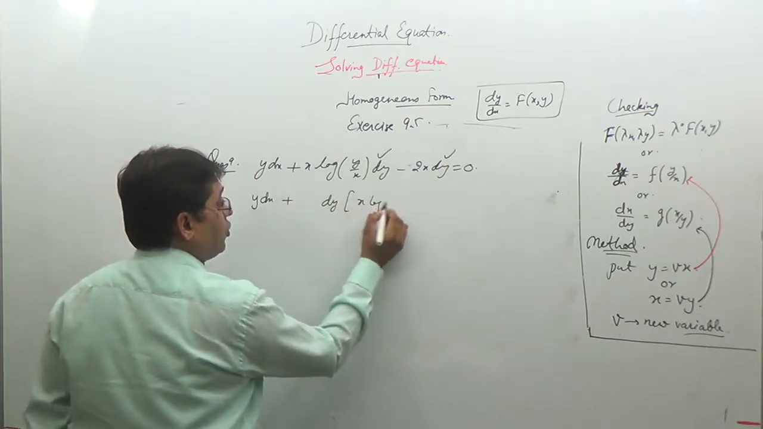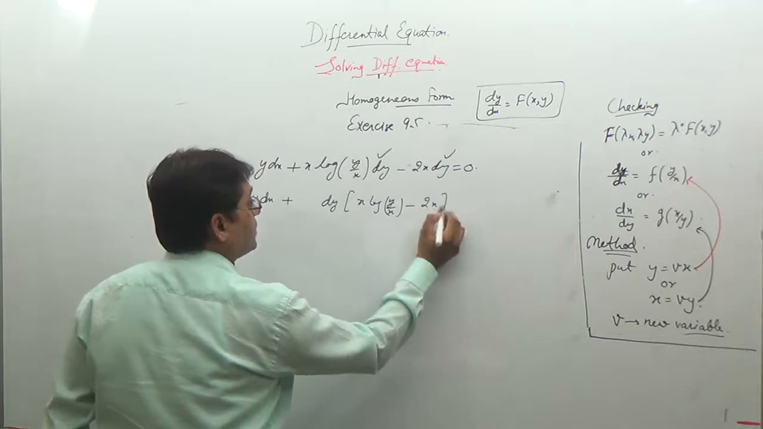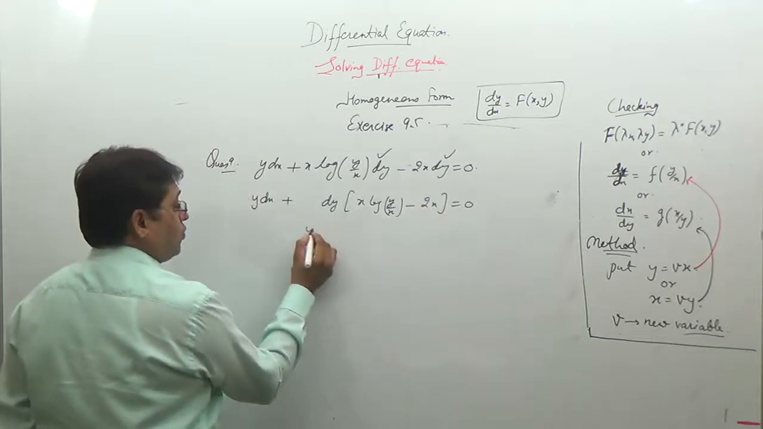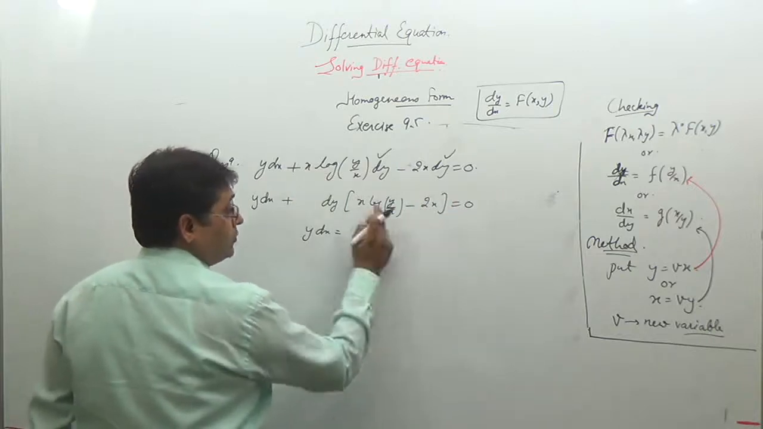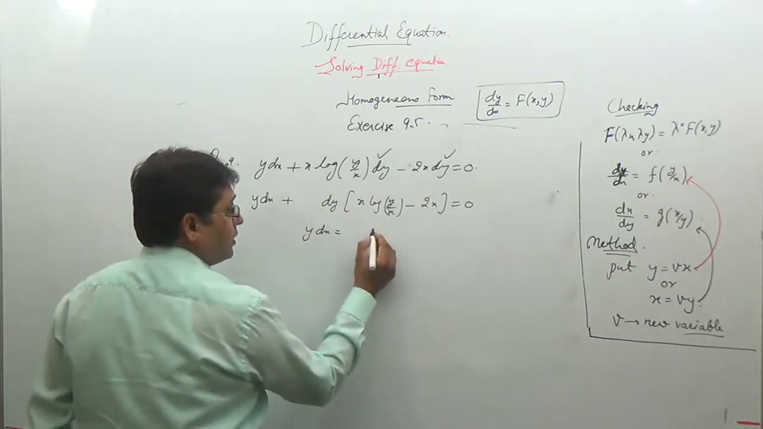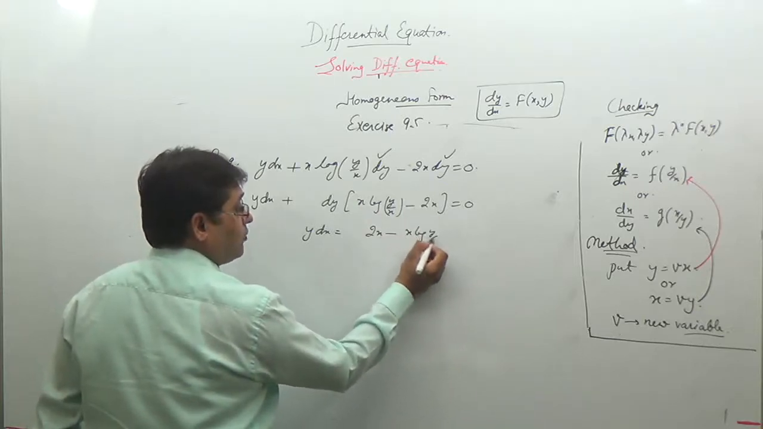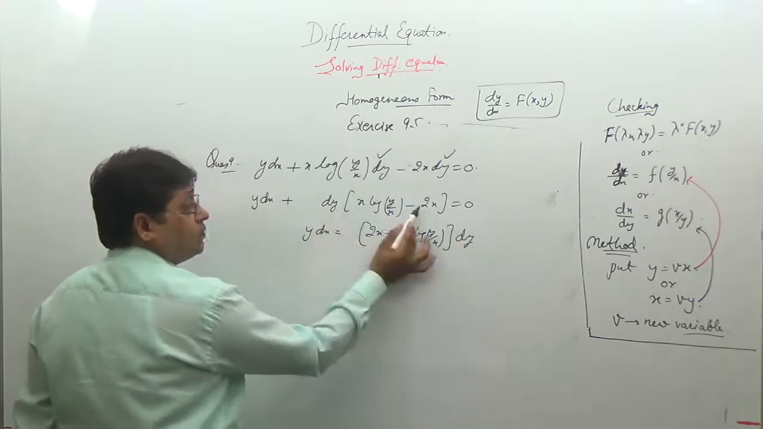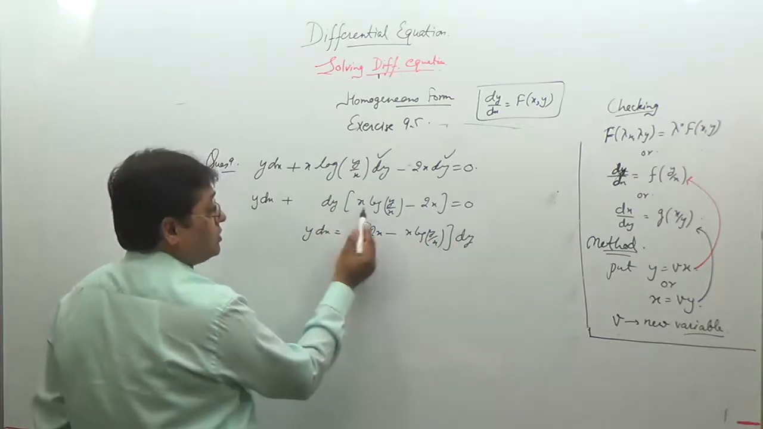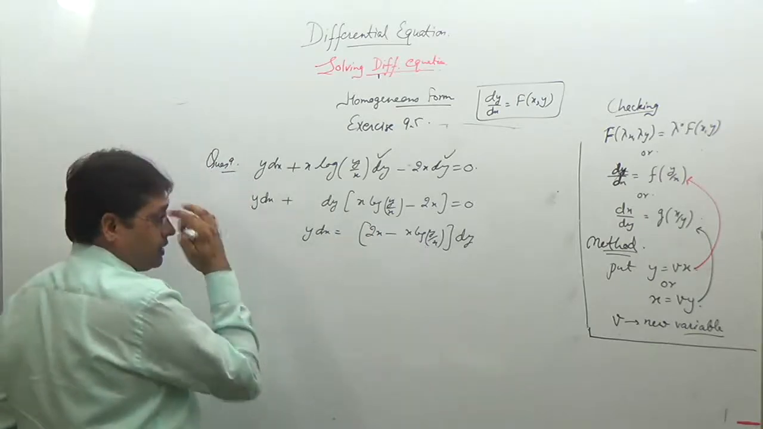You get x log of y upon x minus 2x is equal to 0. Now y dx, take these terms to the right hand side. Write this term as 2x minus x log y upon x into dy. Minus 2x will become plus 2x. This will become minus of x log y upon x on going to the right hand side.